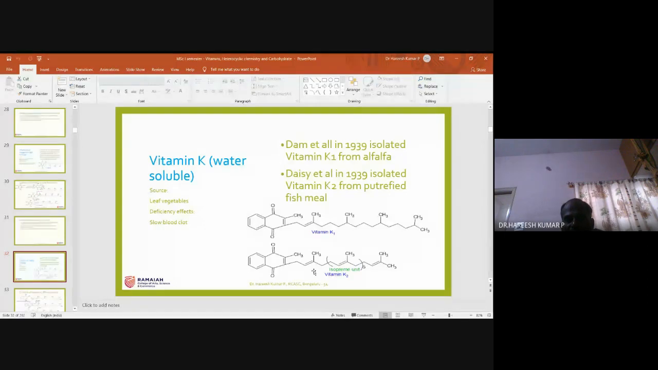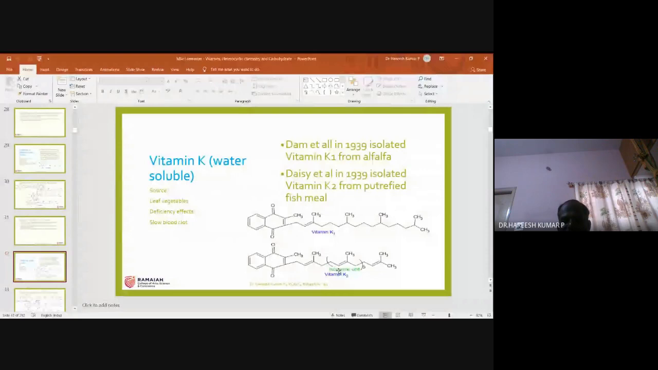And one more thing, I forgot to mention the name here. So vitamin K is also called phylloquinone. Vitamin E is called tocopherol. Vitamin K is called phylloquinone. So this is the quinone, as you might know. You can also say that it is a naphthoquinone. So naphthoquinone vitamin K. Vitamin K is of two kinds, vitamin K1 and vitamin K2.